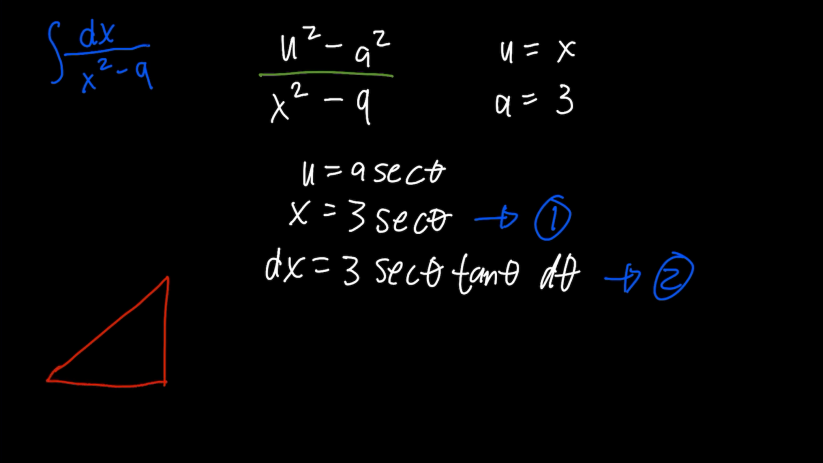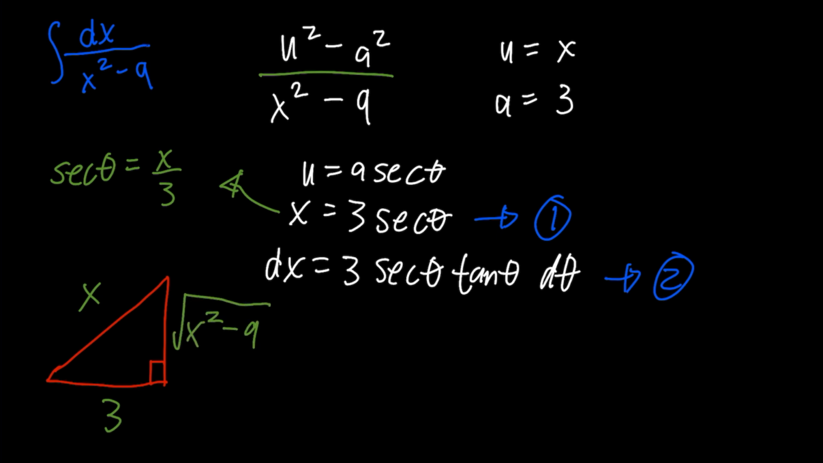Then we're going to form a right triangle here. Let me rewrite this as secant theta is equal to x all over 3. We know that secant theta is equal to hypotenuse all over adjacent. So the hypotenuse is x and the adjacent is 3, meaning that the opposite side will be equal to the square root of x squared minus 9.